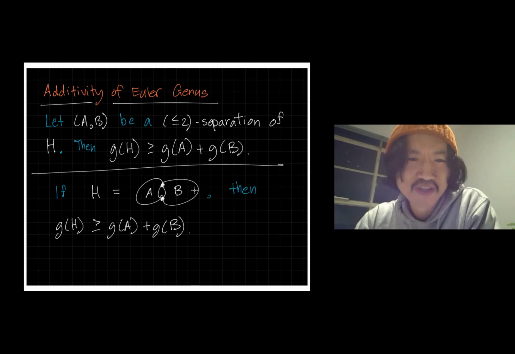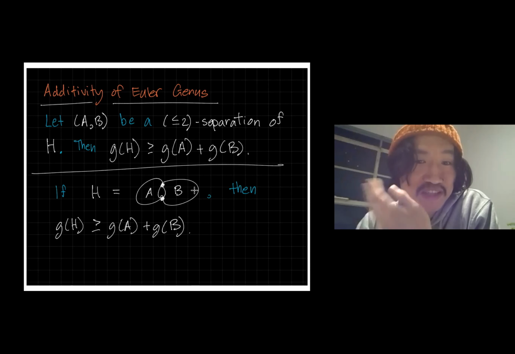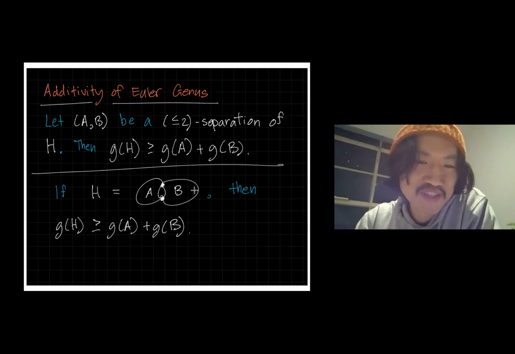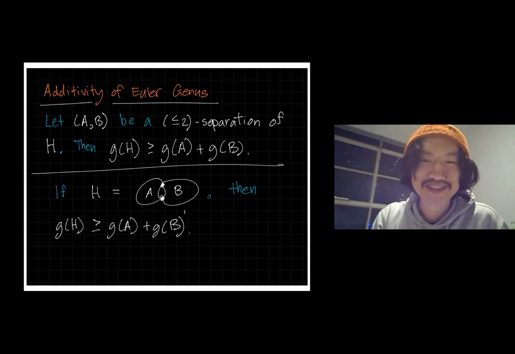And the other thing you have to know about surfaces, so this is kind of the only topological fact you need to know, is that this Euler genus is additive across small order separations. So this is actually kind of not trivial to prove. It just says that if you've got 2 graphs that meet in at most 2 vertices, then the Euler genus of the big graph is at least the sum of the Euler genus of the 2 smaller graphs. Okay, so this is all you really need to know.